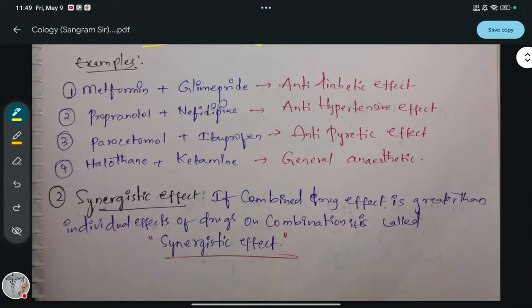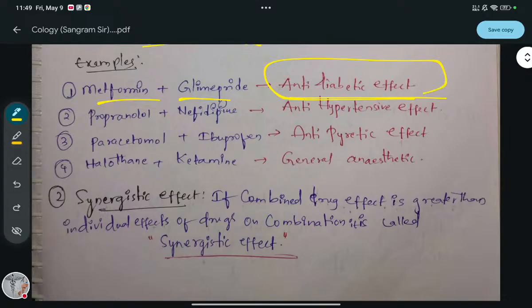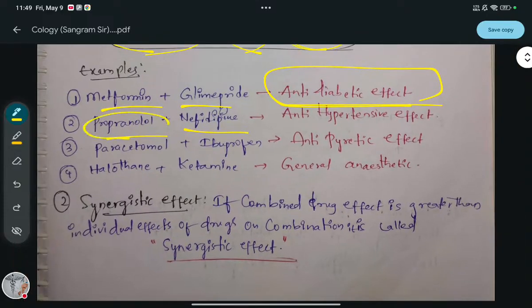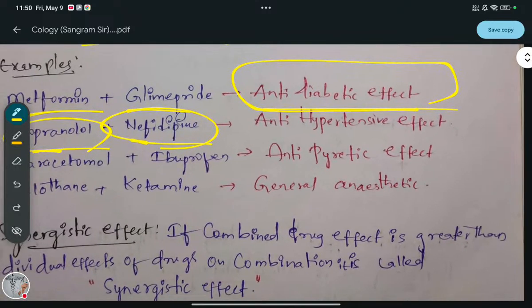For example, you can see metformin and glimepiride. When metformin and glimepiride are taken together, there is no contraindication and no drug interaction. Both will show their individual effects. In that case, metformin will show the anti-diabetic effect without any problem. Next, you can take propranolol along with nifedipine. Propranolol is an antihypertensive drug. When you take it with nifedipine, there is no problem. It will show the antihypertensive effect.